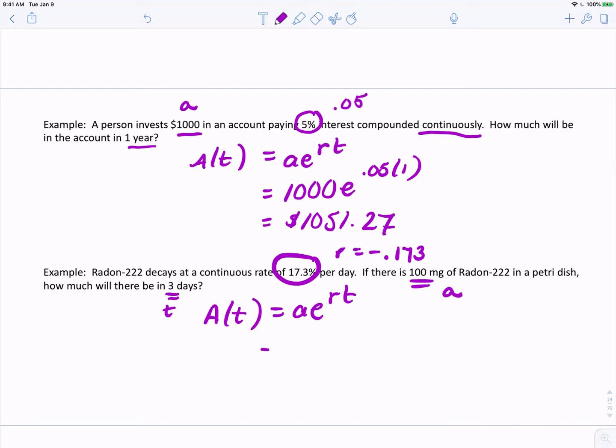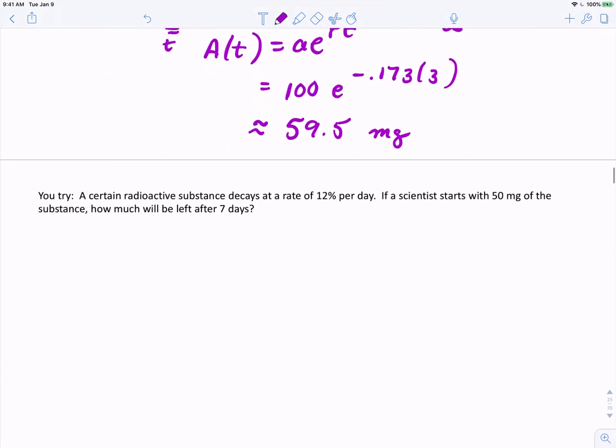So we would have 100 e to the negative 0.173 times 3, and if we work that out on our calculator, that comes out to be about 59.5. So 59.5 milligrams would be remaining in 3 days.